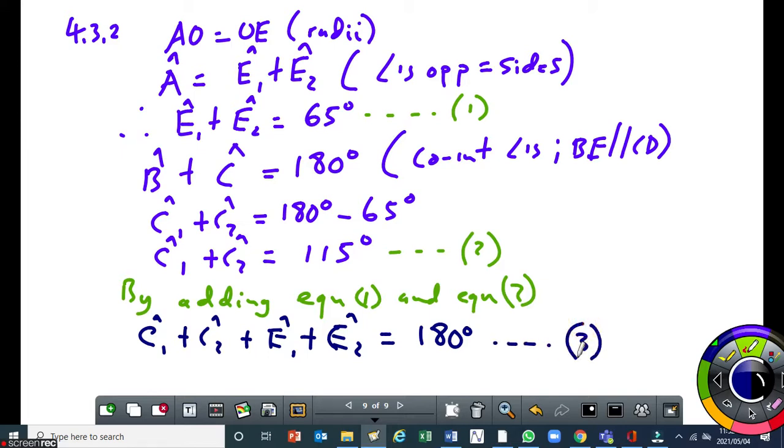Now I need another equation. Okay? In that equation, I'm going to use cyclic quad A, I'll call it ACDE. Okay?